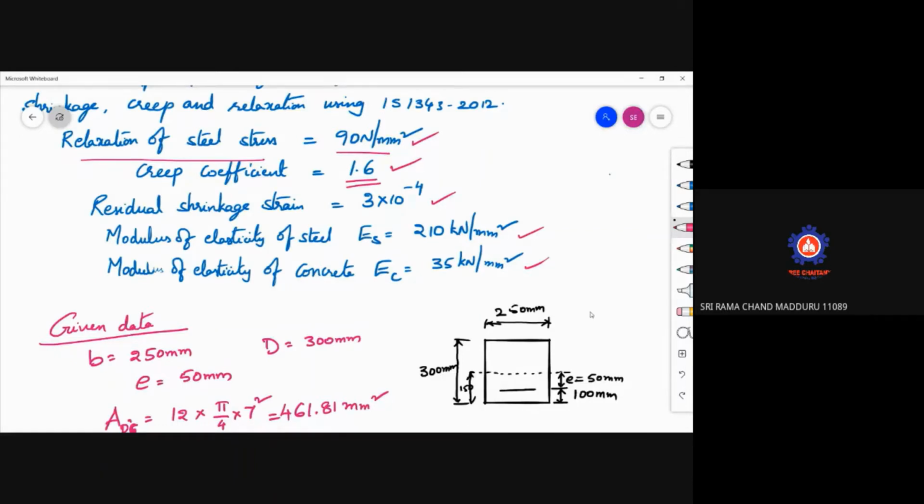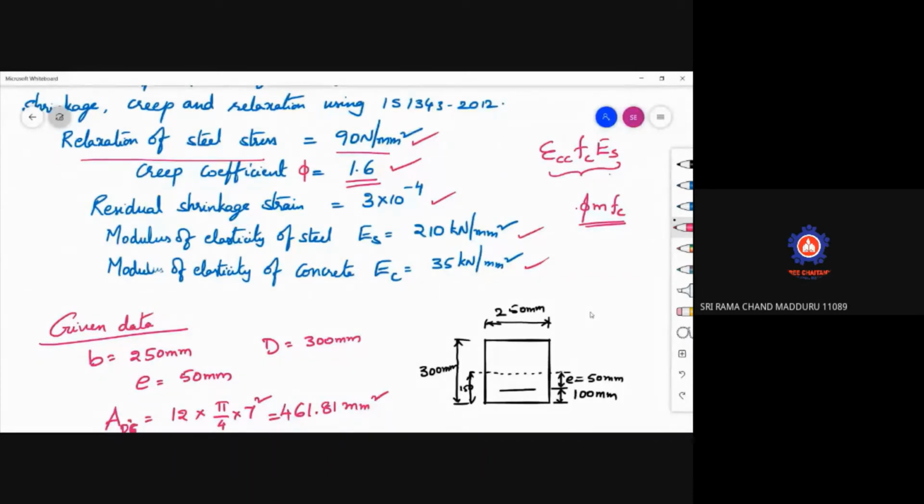So here, epsilon cc into fc into es, that is already the ultimate creep strain method. The formula for loss of stress due to ultimate creep strain is this one, whereas the loss of stress according to the creep coefficient method for creep is phi into m into fc. So this is as per the creep coefficient method.